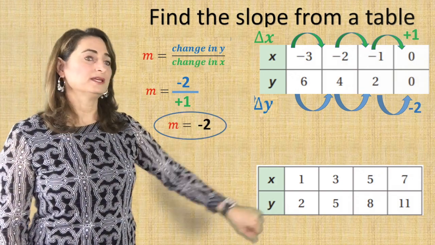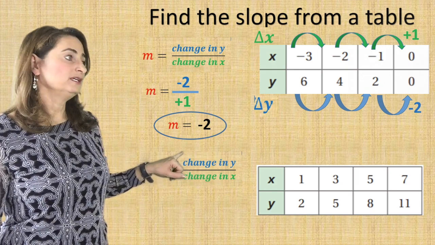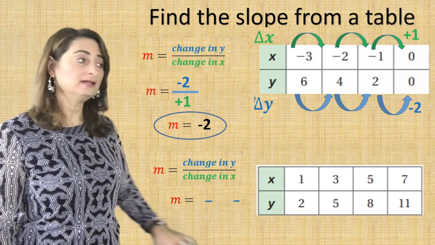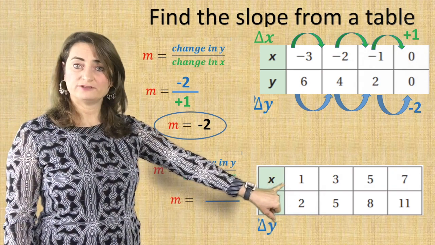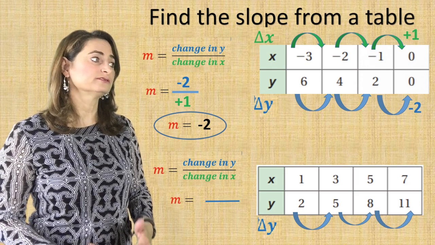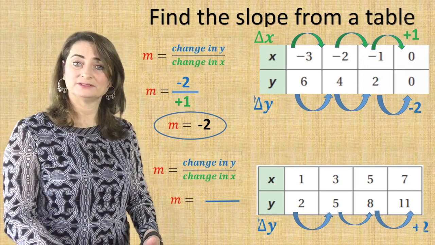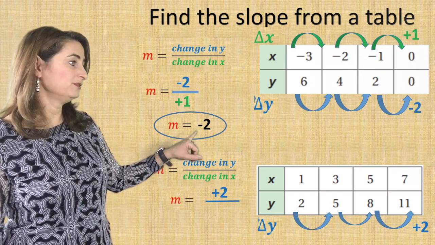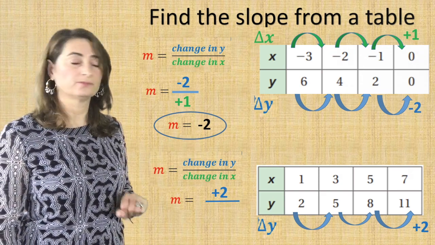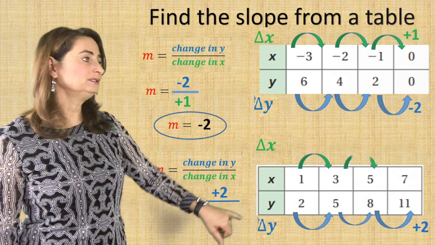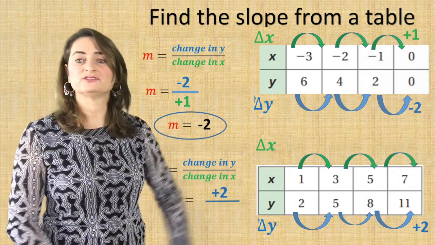Now here's another table. Again, you use the change in y divided by the change in x. Change means delta. So let's find the change in y first, which is delta y. How did y change from 2 to 5 to 8 to 11? It increased by 3. So we always start with the change in y. It's positive 3. Now let's find the change in x, or delta x. How did x change from 1 to 3 to 5 to 7?